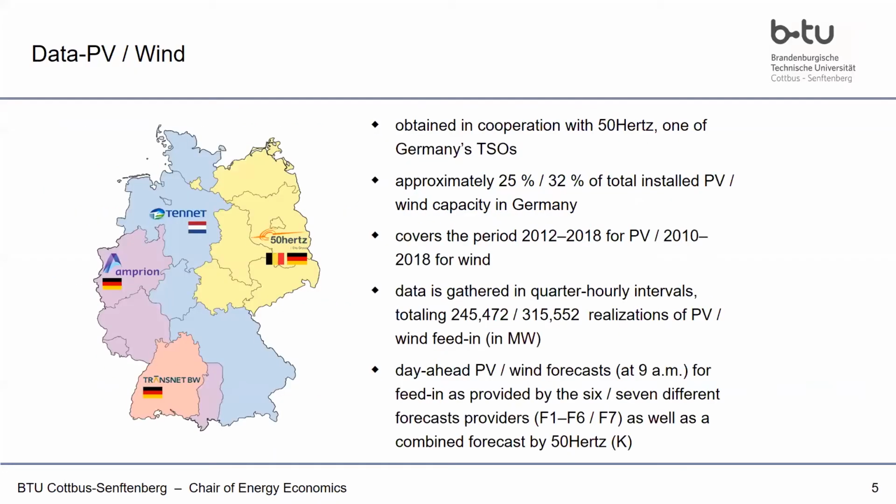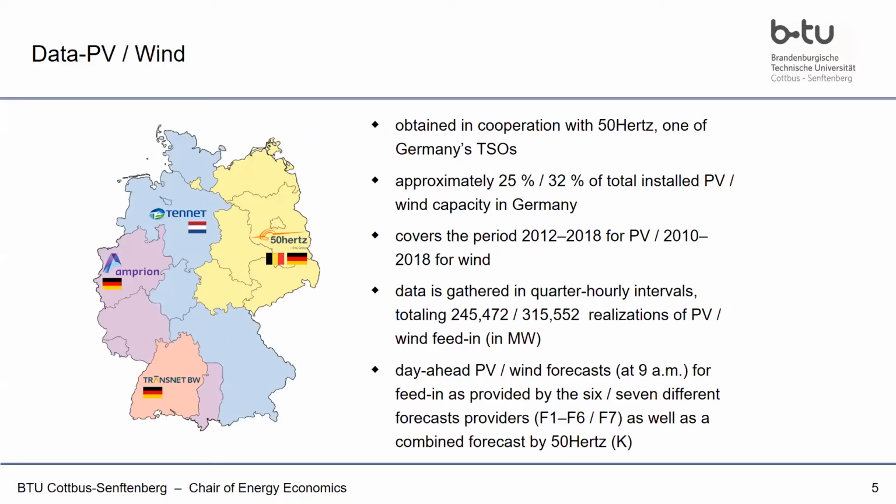So now we have come to our data. The PV and wind data for our research is obtained in cooperation with 50 Hertz, one of Germany's transmission system operators. In the control area of 50 Hertz, we can see it in yellow here on the map, approximately 1/4 of total PV installed capacity could be found, and approximately 1/3 of total installed wind capacity in Germany. So having precise forecasts in this control area is of particular importance.